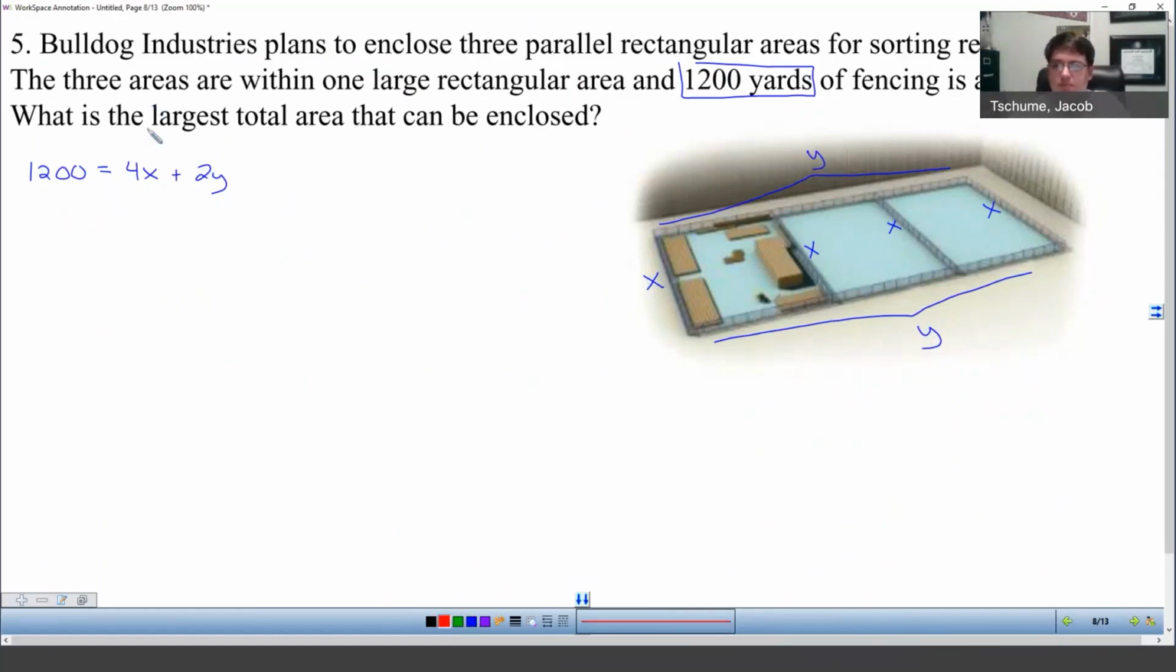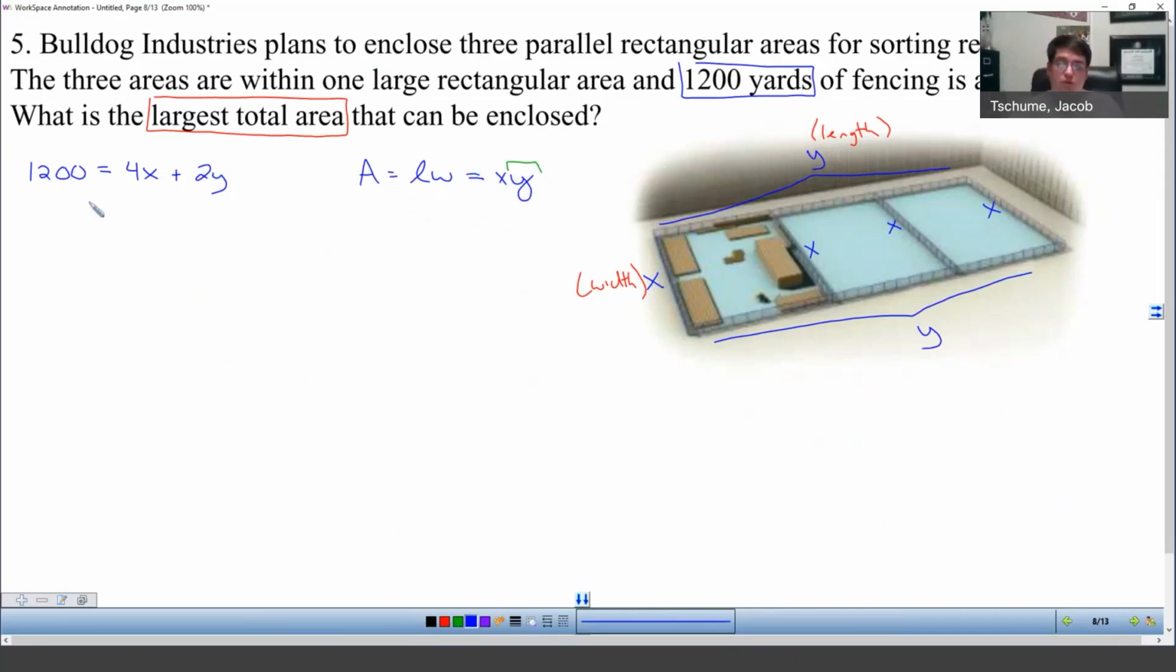Now, according to this problem, you're trying to find the largest total area. So I want to write an equation that represents the area of this rectangle. Now, from geometry, area of a rectangle is length times width, and if I label some more stuff here for you to see, the length of this rectangle is y, and the width of this rectangle is x. So if I multiply those together, my area formula is just x times y. And for the 3rd or 4th time in a row, we have this letter that we can't use because I need to take the derivative of A, but I can't do it with a y sitting there.